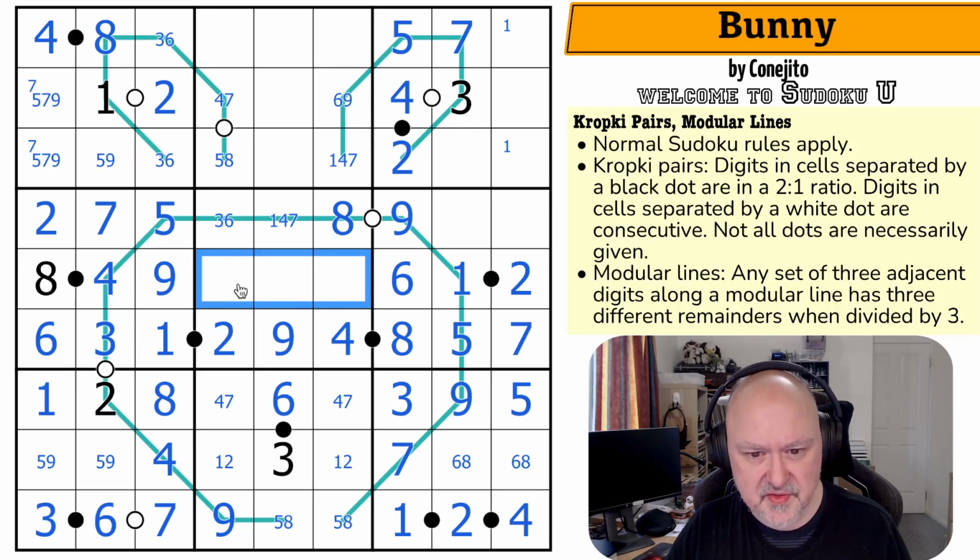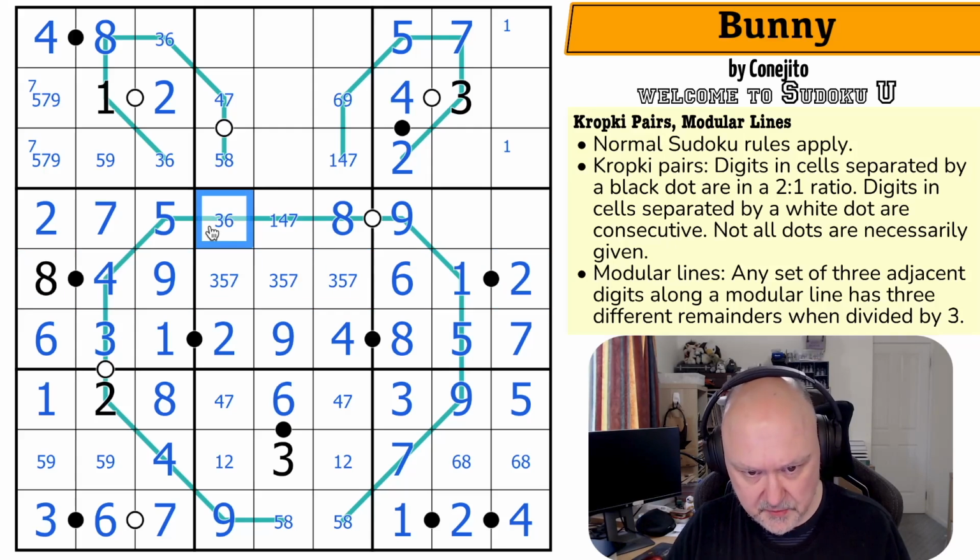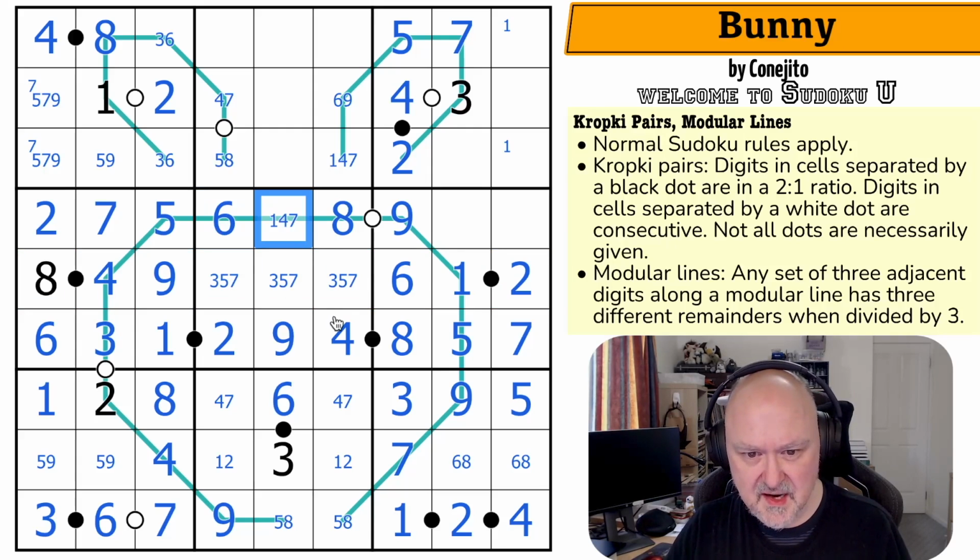But this is a triple for the row. 3, 5, 7. So this has to be a 6 because the 3, 5, 7 have to go in there to complete the row. So that's the 6. And this isn't 7. So it's not 4. This is 1. Now the 3 looks up, taking 3 out of there.